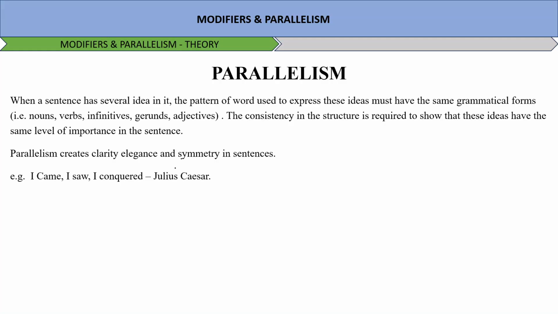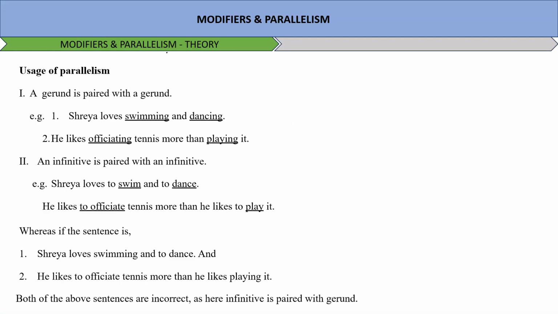Where do we use parallelism and how do you use parallelism? A gerund is paired with a gerund. For example, Shreya loves swimming and dancing. This is parallelism. He likes officiating tennis more than playing it.